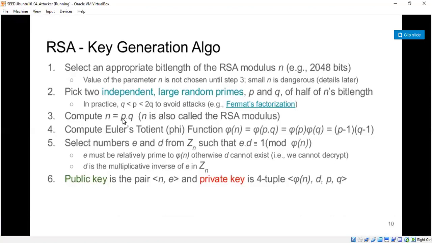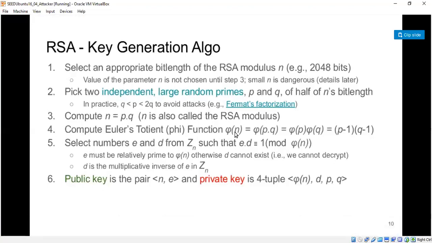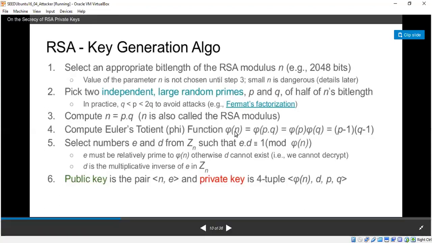All right. And then it goes ahead and computes something called phi of n, which is Euler's totient function. Phi of n denotes, by the way, how many numbers less than n are relatively prime to n. That's the measure of phi of n. So if n is a composite number, phi of n is easy to compute. It's nothing but (p minus 1) times (q minus 1).